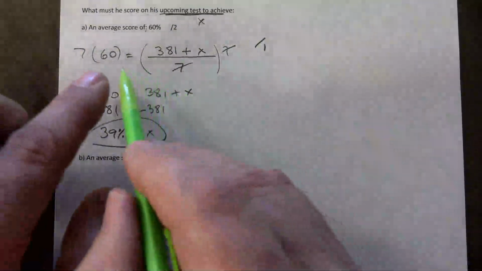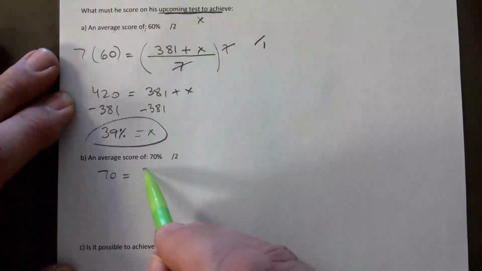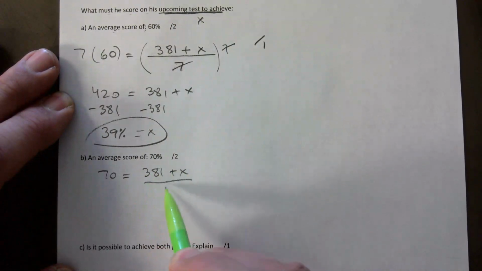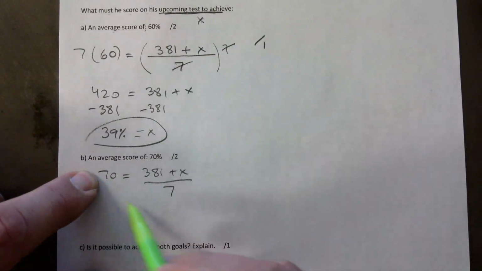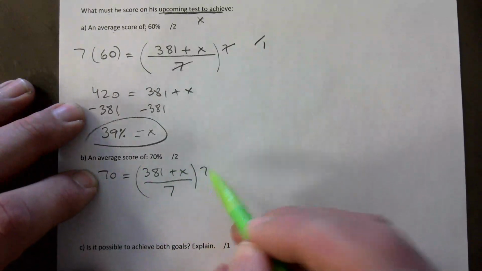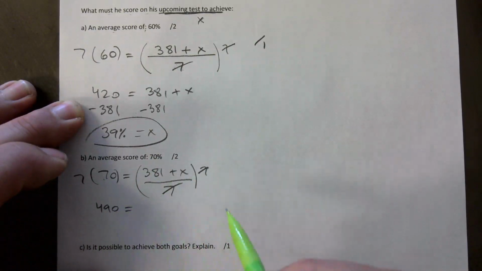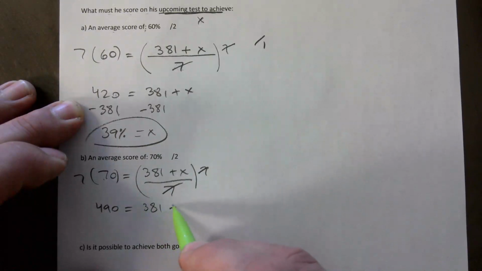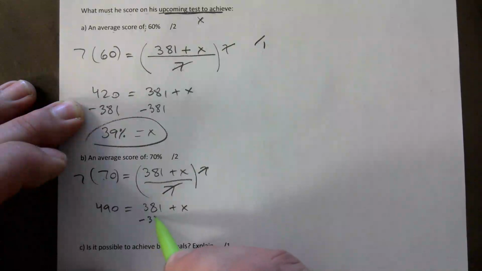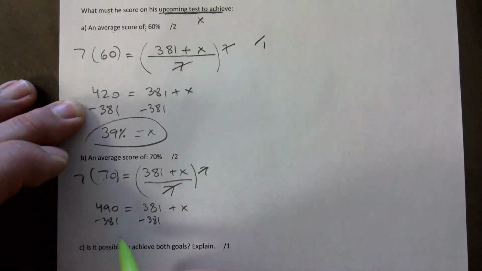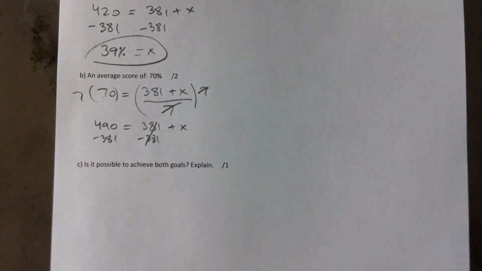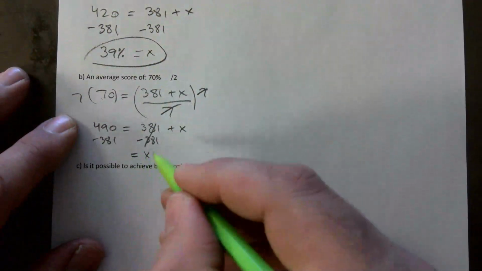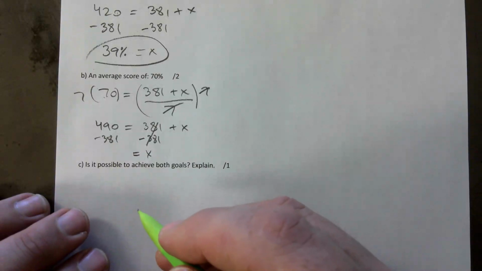Next one, I'm going to copy paste. I'm going to say 70 is equal to 381 plus x over 7. Okay, but I now want a 70 here. So you get a mark for this, and then you need to clean this up. Cancel, cancel. This is 490. And so it's 381 plus x. You subtract 381 from both sides. Cancels there. Sorry. Bring this up. There we go. X is equal to 109, right?